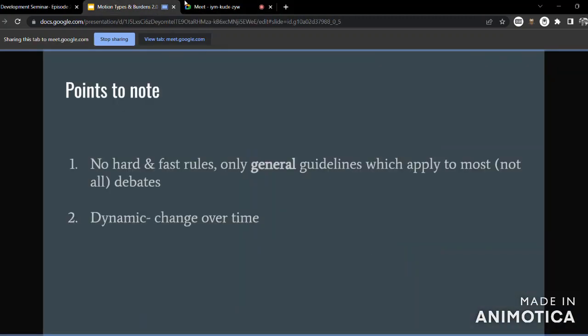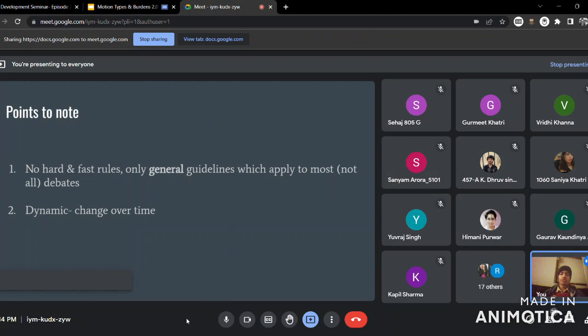Cool. So just a couple of points to note before we get into the types of motions. The first thing to note here is that these are not hard and fast rules. These are only general guidelines which apply to most and not all debates. That is to say that this workshop is based on knowledge that has been shared in the form of guidelines in the debating community in general.